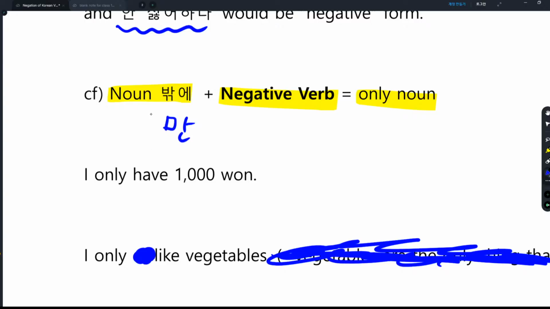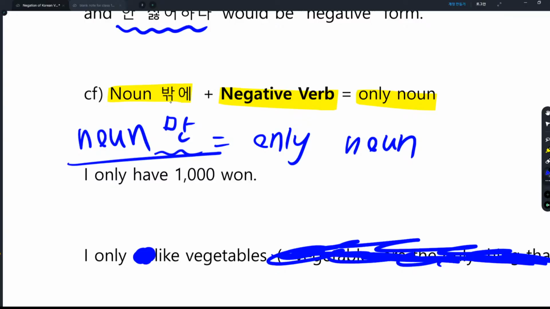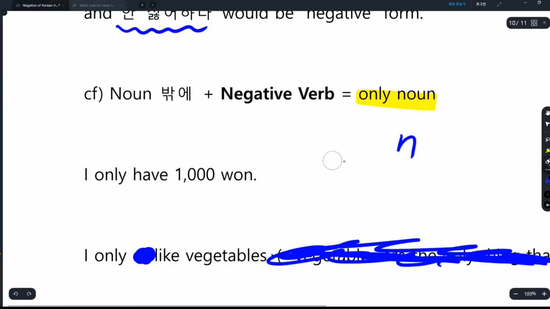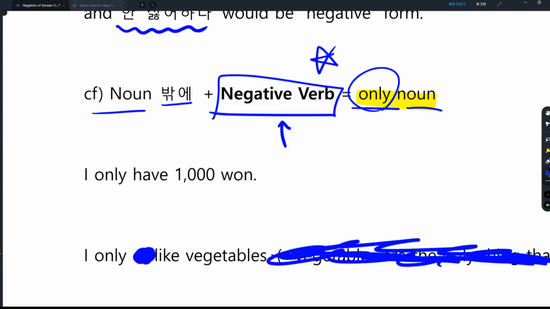So there's a particle that means only. So if you say noun+, it means only noun. However, if you want to replace this particle with 밖에, it also means only noun, but one condition is that it has to be followed by a negative verb to mean only. So in such cases, you have to write a grammatically negative form.